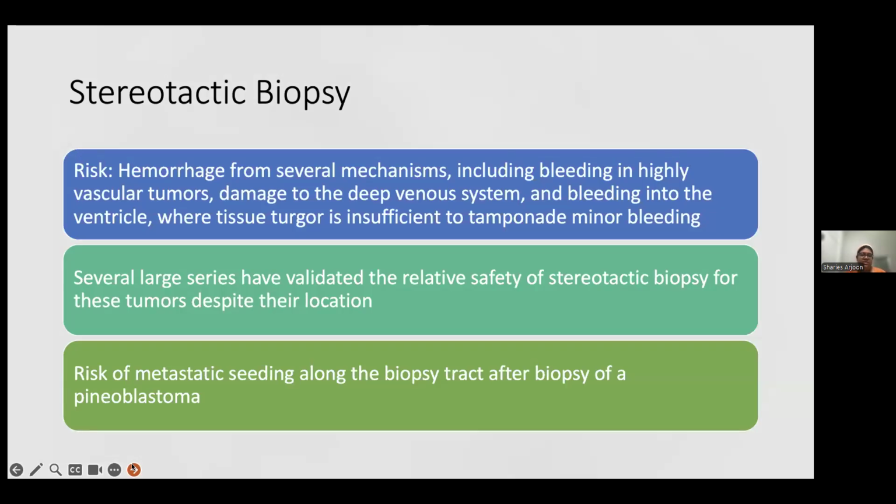So the risks involve hemorrhage from several mechanisms, including bleeding in highly vascular tumors, damage to the deep venous system, and bleeding into the ventricle where the tissue turgor is insufficient to tamponade minor bleeding. Several larger series have validated the relative safety of stereotactic biopsies for these tumors despite their location. There are also risks of metastatic seeding along the biopsy tract after biopsy of a pineoblastoma.